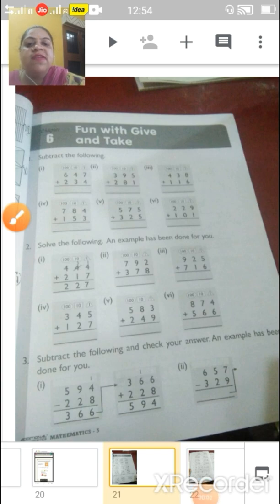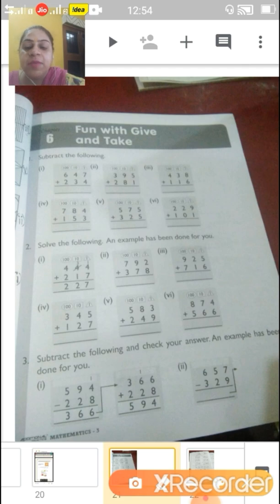So children, it says subtract the following, but don't get confused about why the plus sign is there, because it is ones and tens. According to hundreds what we have done, they are doing according to ones and tens. So first we are going to do 7 minus 4. You can look at the second question also, they are doing according to the example we have done in the book, like how they are getting their answer there.